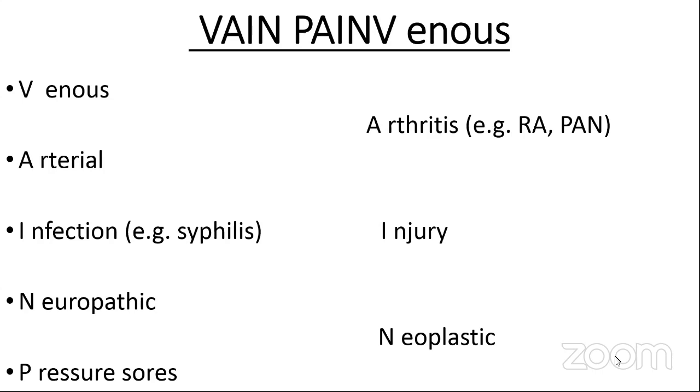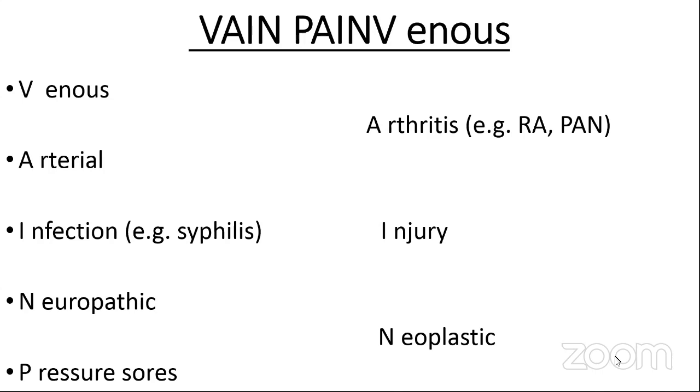Now, PAIN. P is pressure sores, like trophic ulcers. Spinal cord injury, peripheral nerve lesion, and leprosy are all due to pressure sores. Then in PAIN, A is for arthritis, usually rheumatoid arthritis or polyarteritis nodosa, where there is pressure over the metatarsals because of the deformity, and they end up developing ulcers.